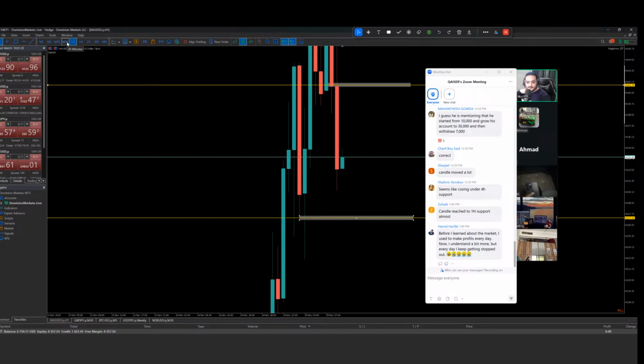Okay. Yeah, seems like closing under the 4 hour support. Let's see. The candle almost reached the 1 hour support. Yes, we just tapped the 1 hour support actually. So let's see how the market is going to create some structure.